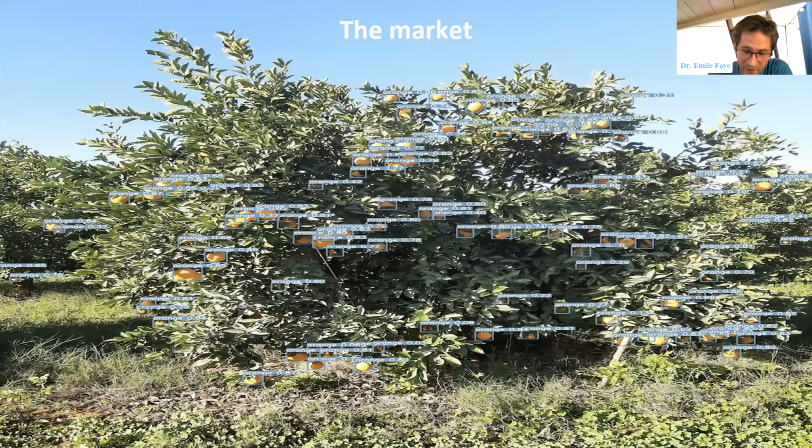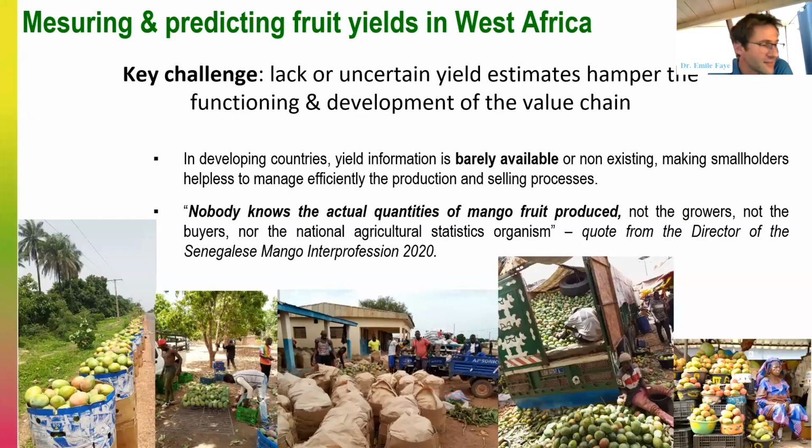So basically, speaking of the markets, the challenge we face is that the lack of precise yield estimates really hampers the functioning and the development of the value chains, of the mango value chains, but the fruit value chain in general in those countries. I had an interview with the director of the Senegalese mango interprofession who told me once, nobody knows the actual quantities of mango fruits produced, not the growers in their fields, not the buyers, nor the national statistics institute, that have no idea of the national production finally. So this is the main challenge that we are trying to address.